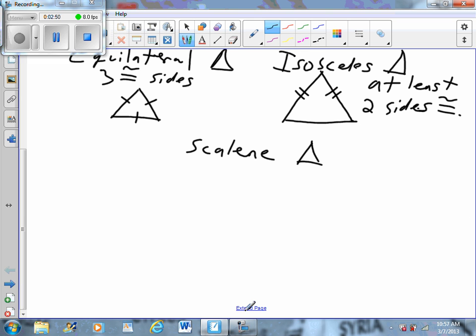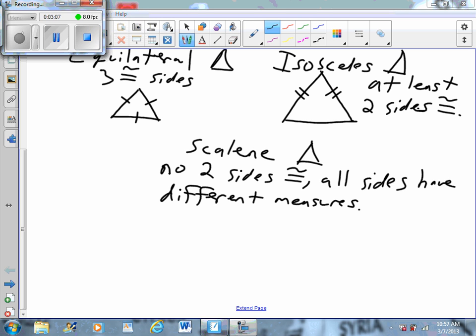Scalene triangle simply means this: no 2 sides congruent. Or you can think of it as all sides have a different measure. So this might be an example of what a scalene triangle would look like. There are no congruent sides on here. All sides would have a different measure, so there's not going to be any hash marks there, because that just won't be the case.